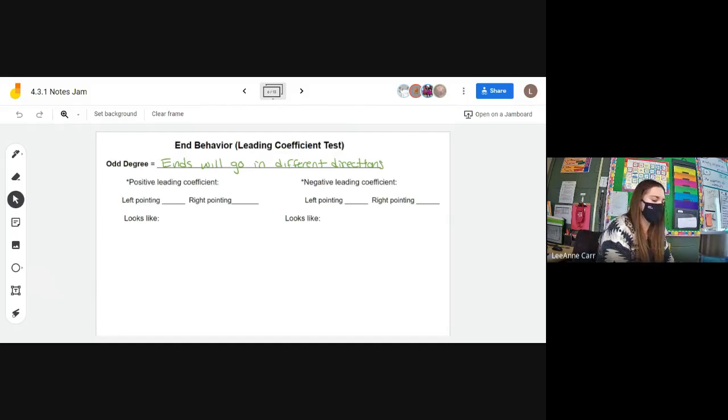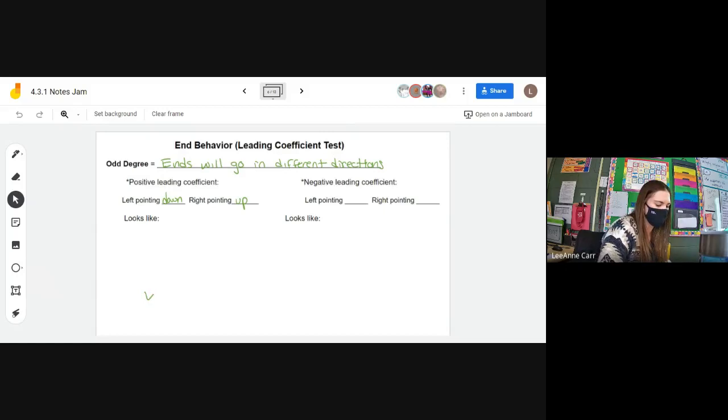Okay, so once we determine if the degree is even or odd, then again, we're looking at that leading coefficient. So if it's positive, the left side will be pointing down and the right side will be pointing up. Okay, and there could be lumps and bumps, maximums and minimums in the middle, but really all we care about are those ends. So I could have something that looks a little bit like this.